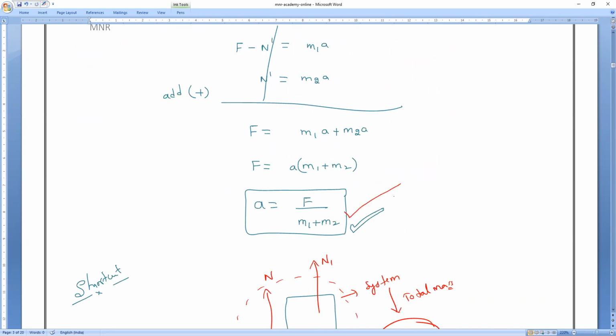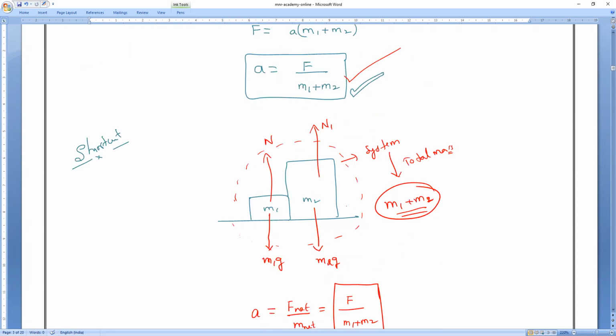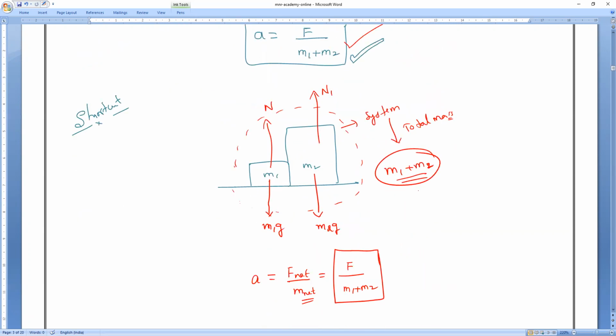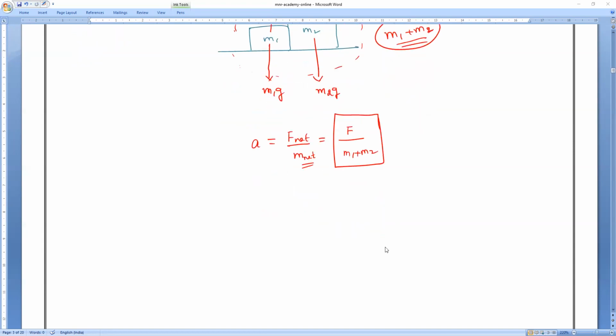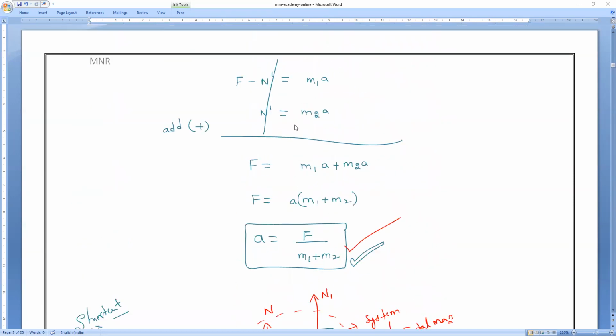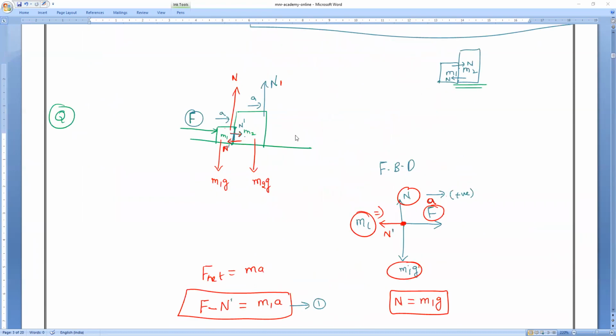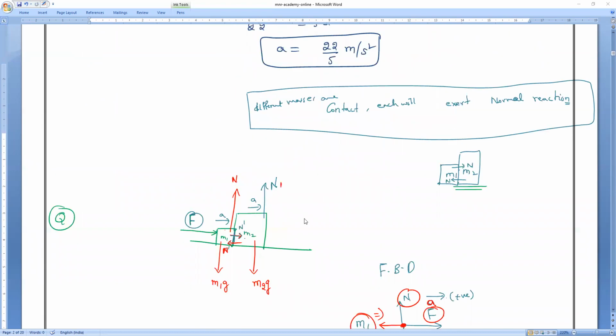If you consider a whole system, then total mass is M1 plus M2, then directly A is equal to F net by M net, the total net mass. If you work it out, you'll get the same formula: F divided by (M1 plus M2). Now solve one question immediately and you will understand it. Two bodies, three, four, five bodies in continuous contact, you can use the same thing to find the acceleration.